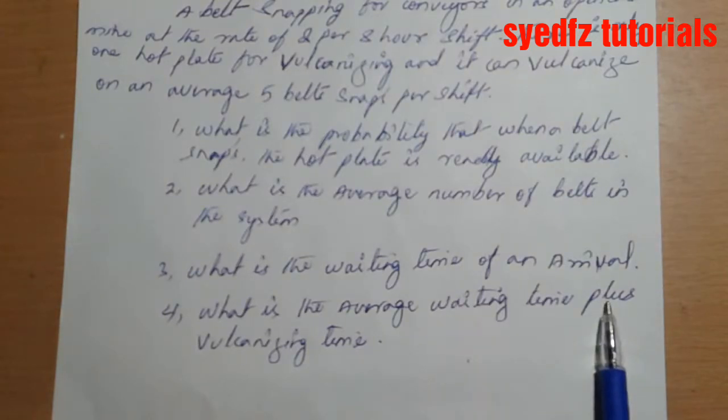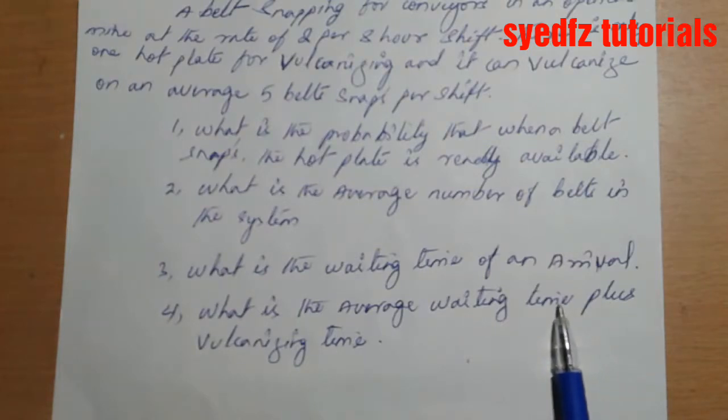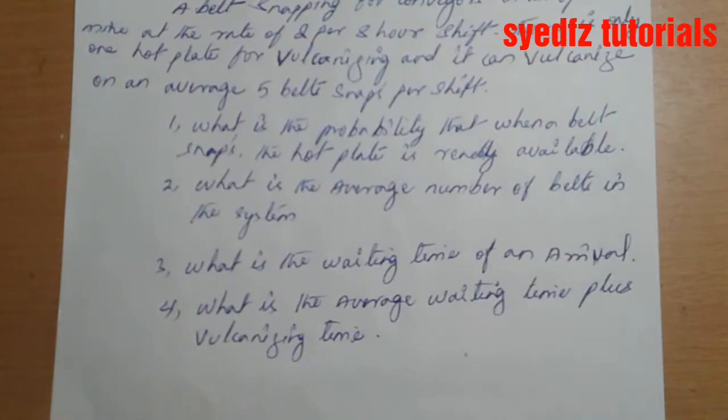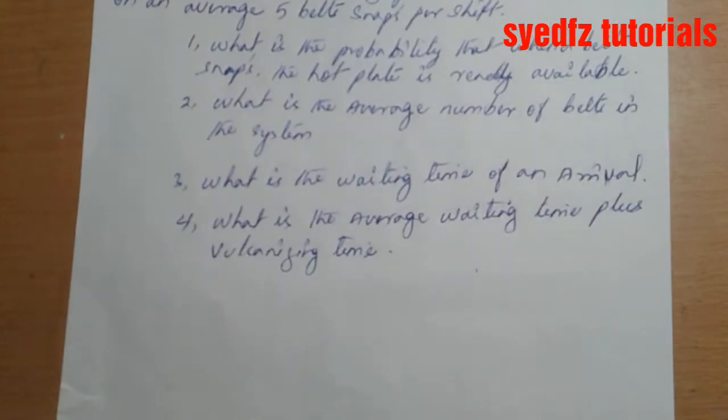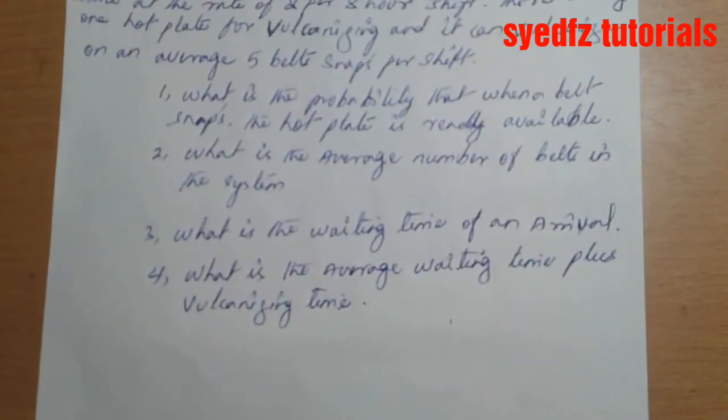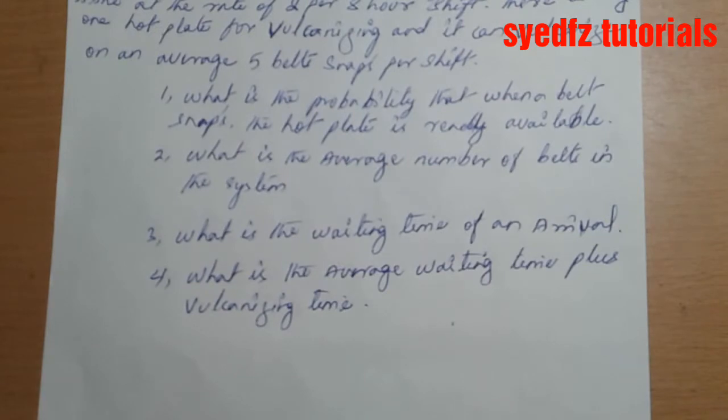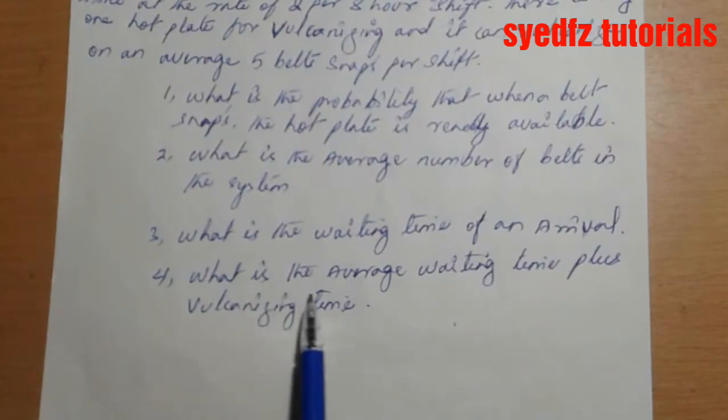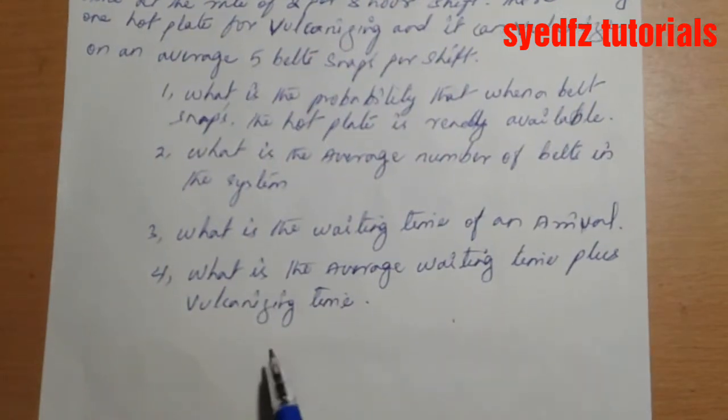Waiting time WS, the waiting time in the system for an arrival. Next, for an arrival we have to calculate the average queue waiting time, not the system one. Now the last one: what is the average waiting time plus vulcanizing time? Here we add the vulcanizing time, meaning the system time, so we calculate this one with WS.